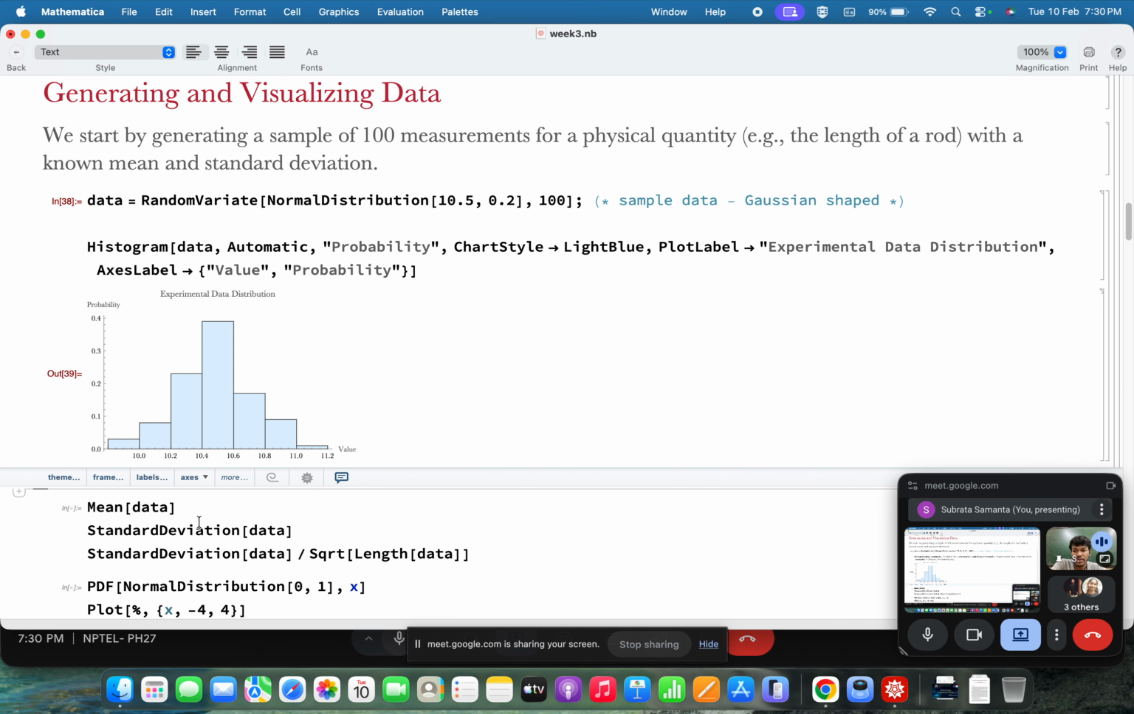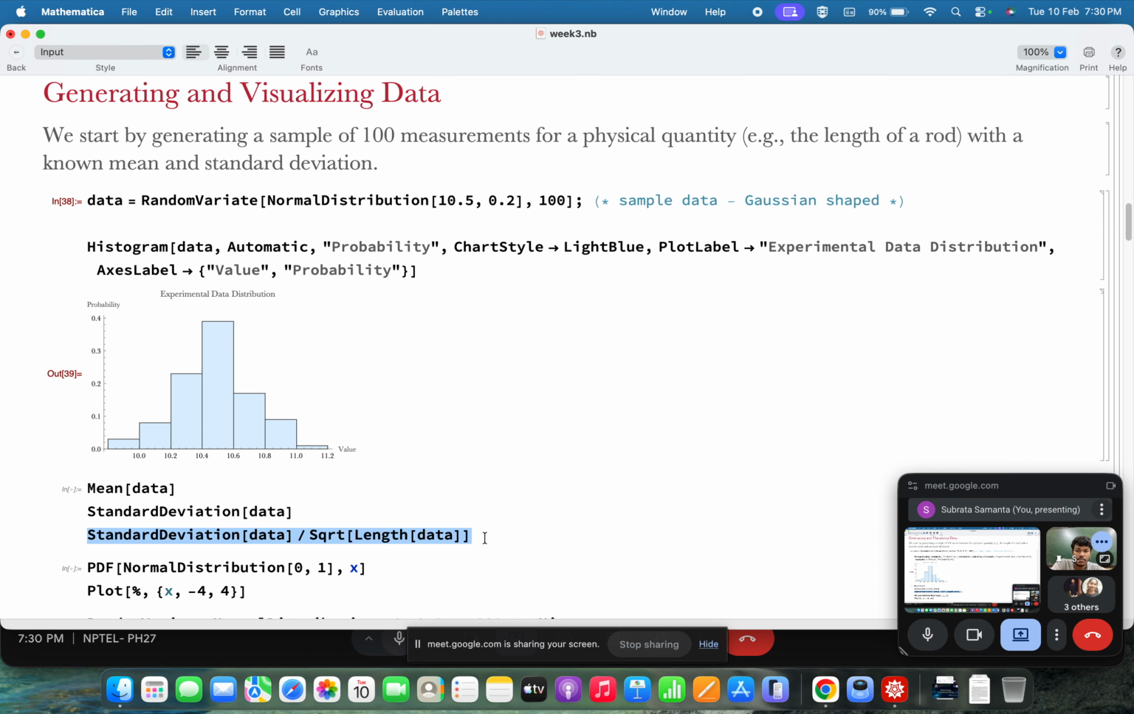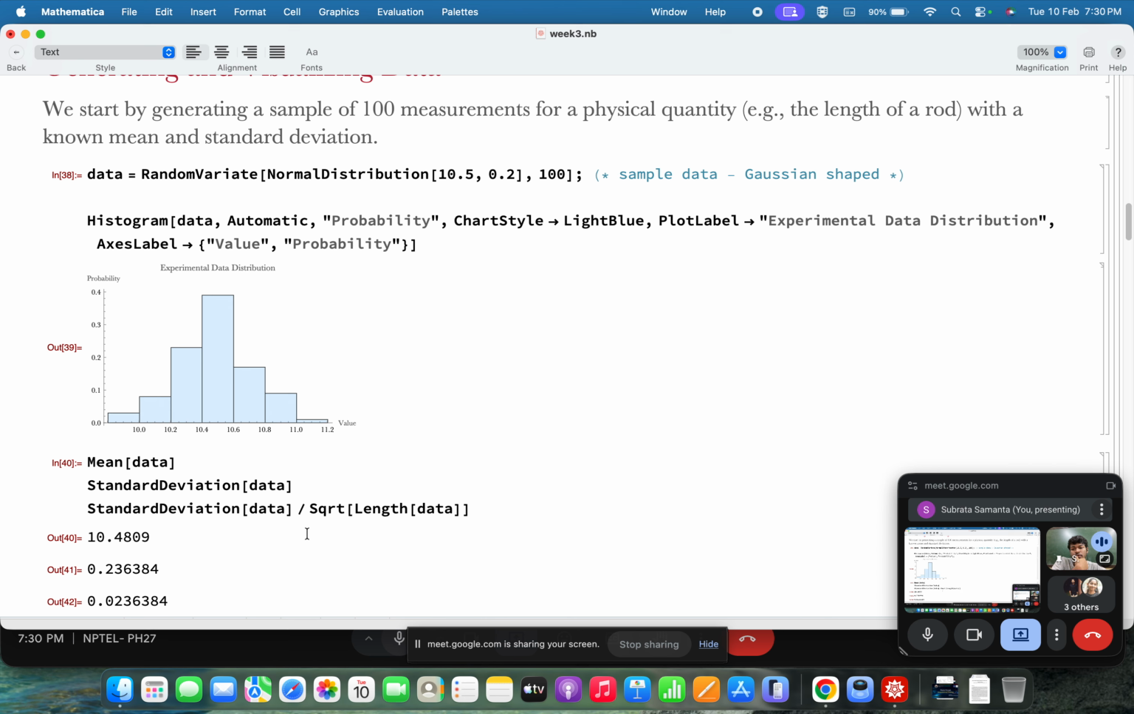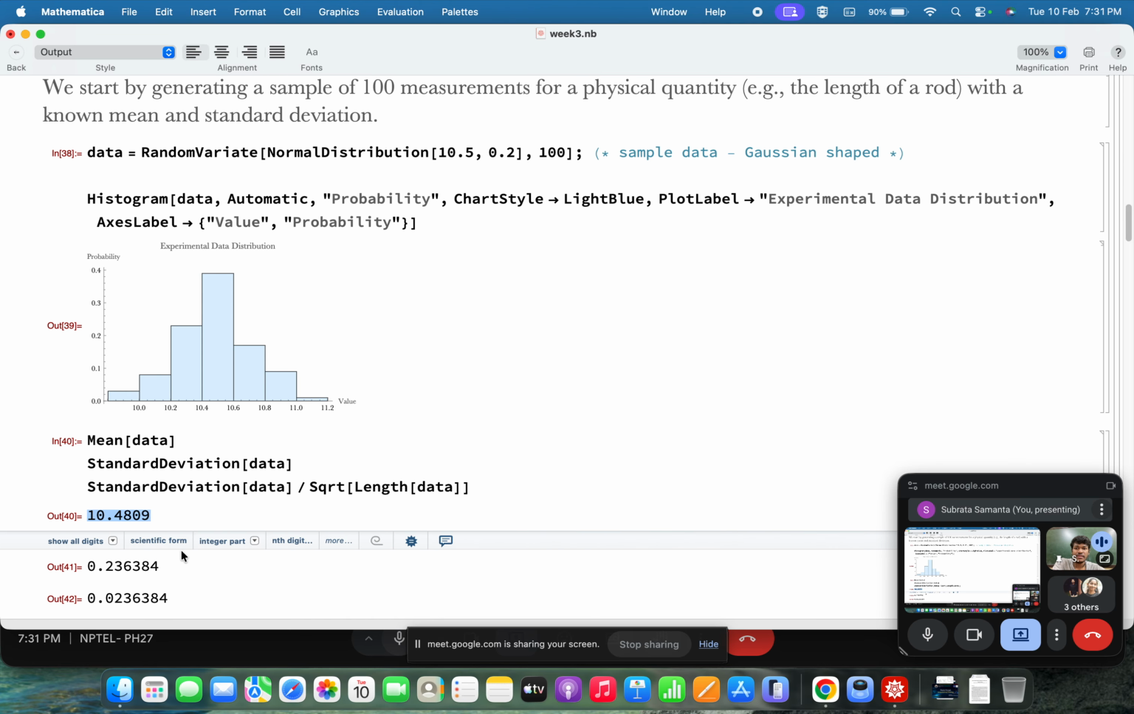Now, I calculate the mean and the standard deviation, and the error, which is the standard deviation divided by the square root of n. So, this is the length of data. So, we calculate this. You see your mean is 10.4809. So, now you start with a distribution with a mean of 10.5 and a standard deviation of 0.2, but you often get different things from this. Once we generate the data set, we make a histogram and then calculate the mean.